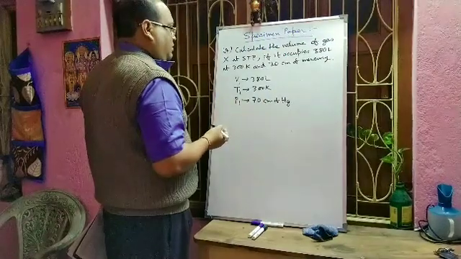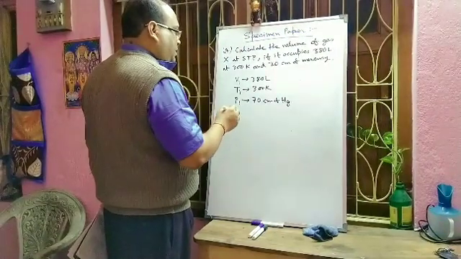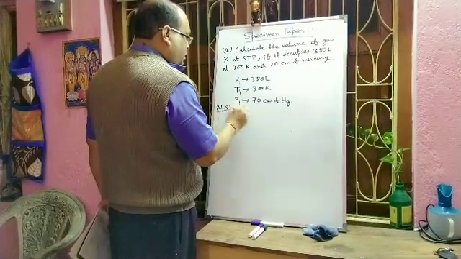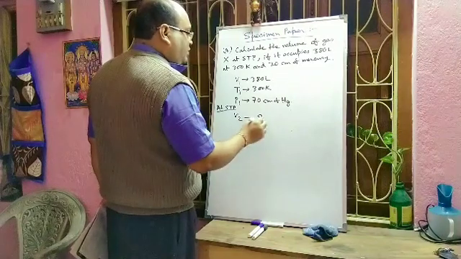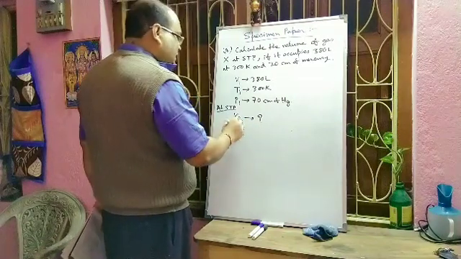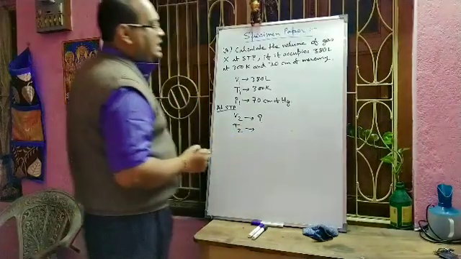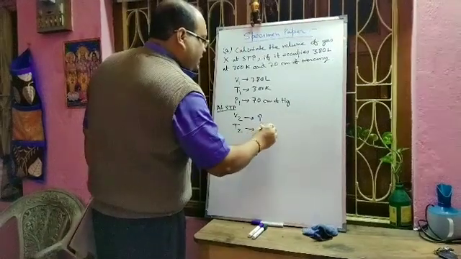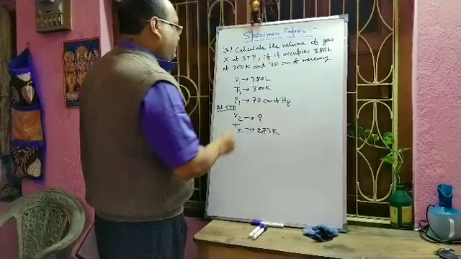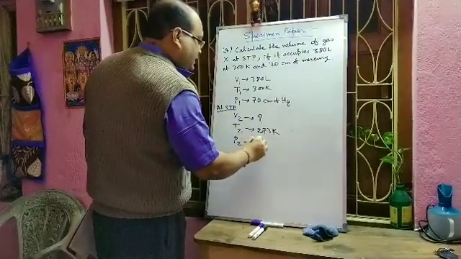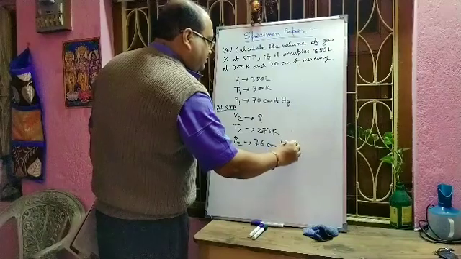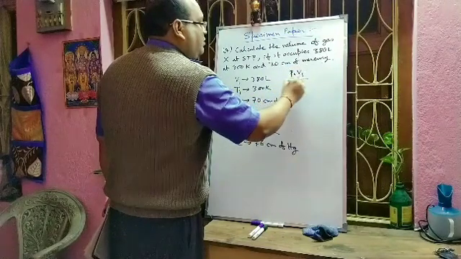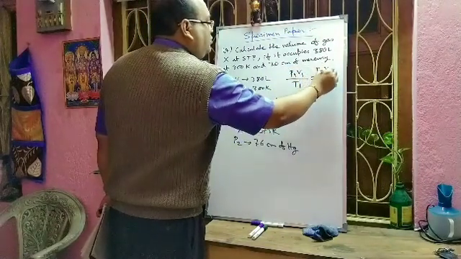Another case, okay, that means V2 you have to find out, that is at standard temperature, at STP. What will be the value of V2 you have to find out in liter, and temperature is given, that is T2. T2 is given here, standard temperature, that means 273 Kelvin, and pressure all of you know, that will be 76 centimeter of Hg. So now here you have to put this formula, P1 V1 by T1 is equal to P2 V2 by T2.